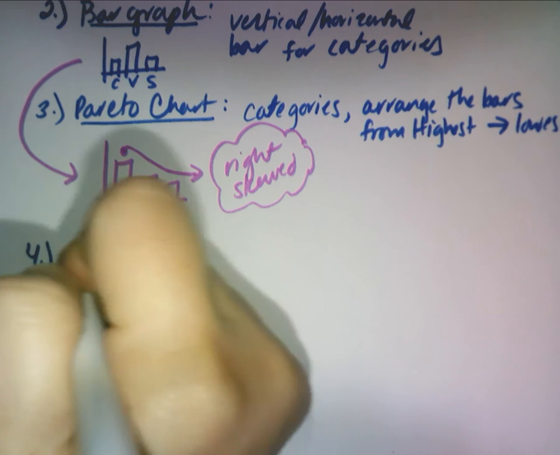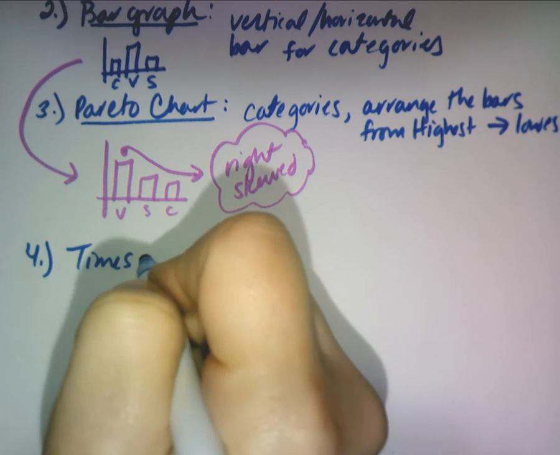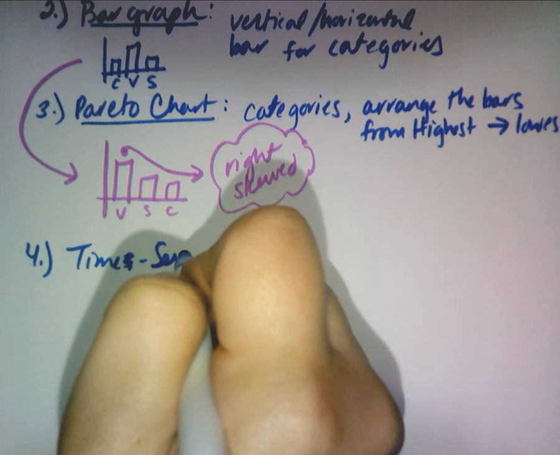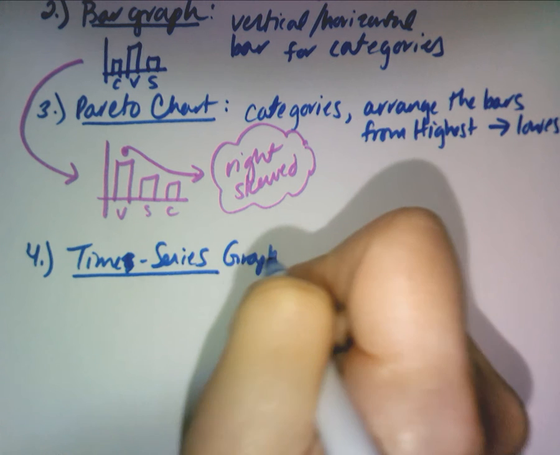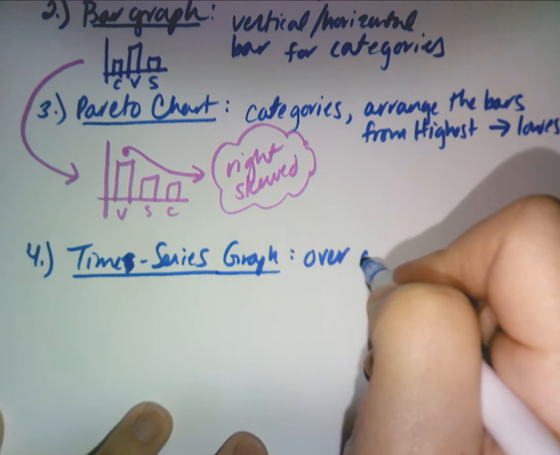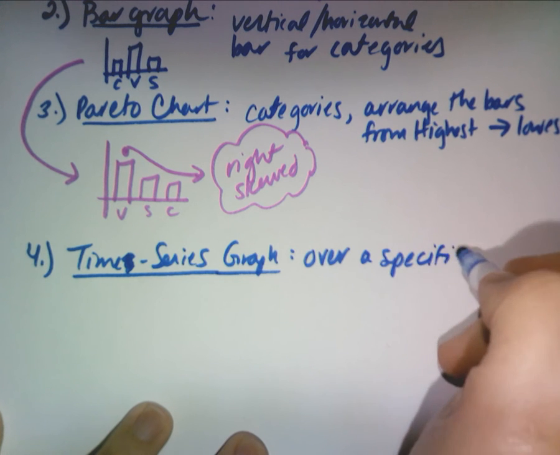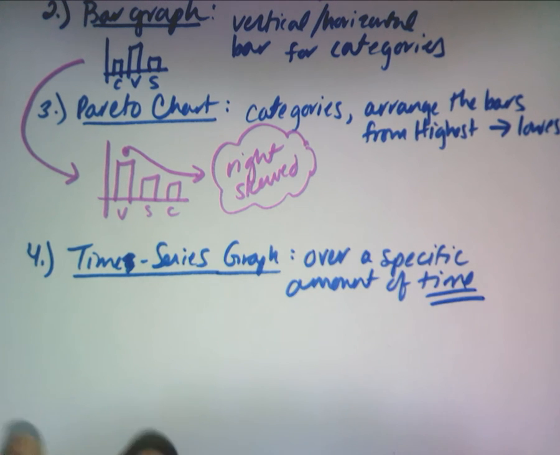The fourth one is a time series graph. Not times, Mrs. Seta, whatever. There we go. Time series graph. Okay, and this is over a specific amount of time. So really, they would say, plot the amount of medals won in the Olympics. So that would be every 4 years.